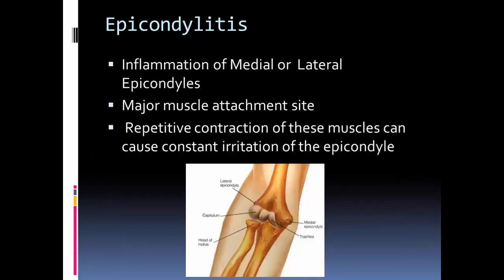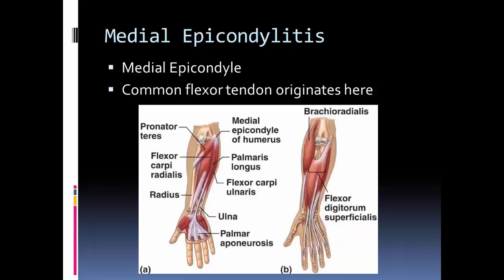Epicondylitis occurs as a result of inflammation at the medial or lateral epicondyle of the elbow. The medial and lateral epicondyle serve as major muscle attachment sites. Repetitive contraction of these muscles can cause constant irritation of the epicondyle, resulting in epicondylitis. The common flexor tendon originates off of the medial epicondyle and commonly results in medial epicondylitis.